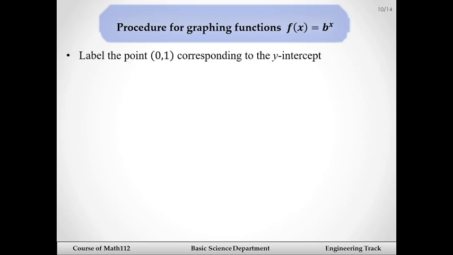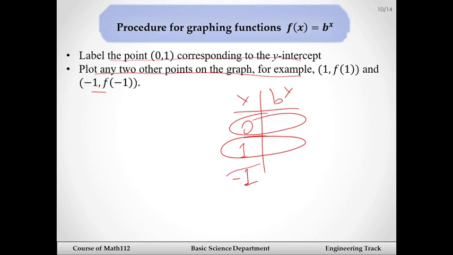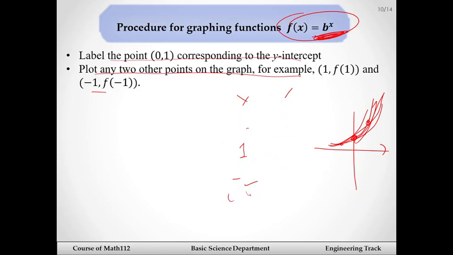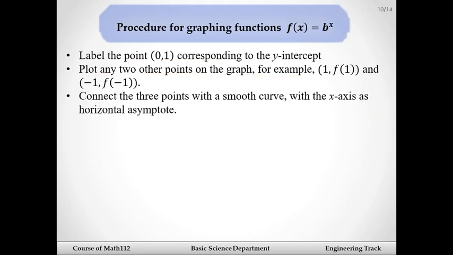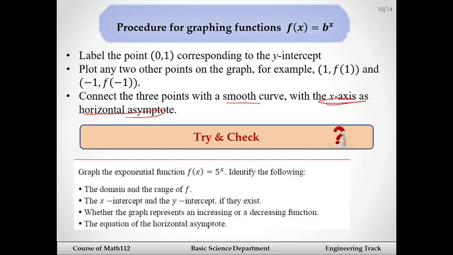The procedure for graphing the function b to the x is basically to put 0, 1, and -1, find these values, and make the graph. Three points are enough to make a rough graph of the function. Then of course you connect them, make a smooth curve, and remember the x-axis is the horizontal asymptote. The graph will not touch the x-axis, but it will get very close to it.